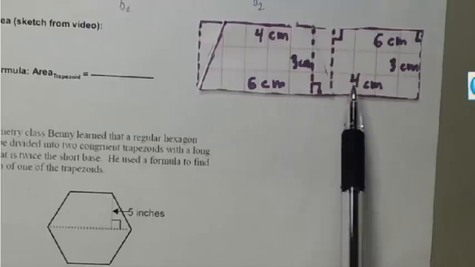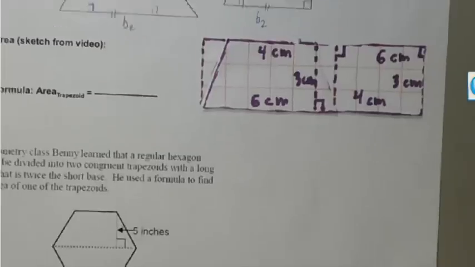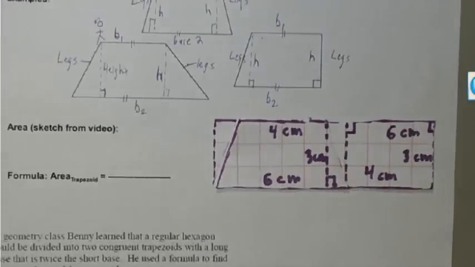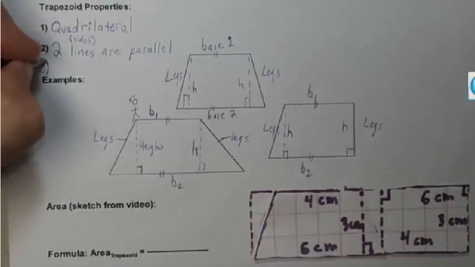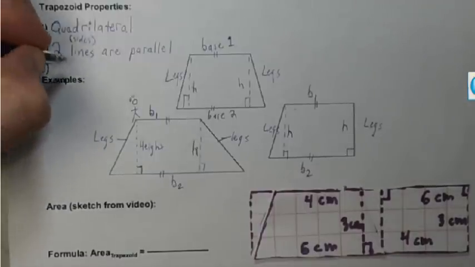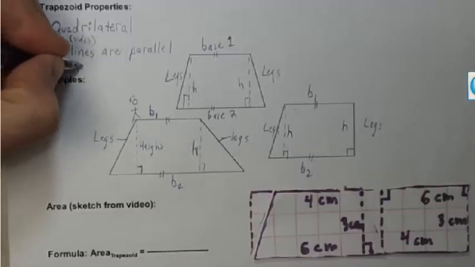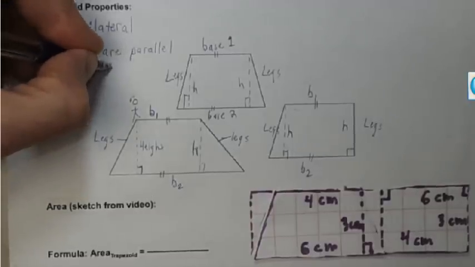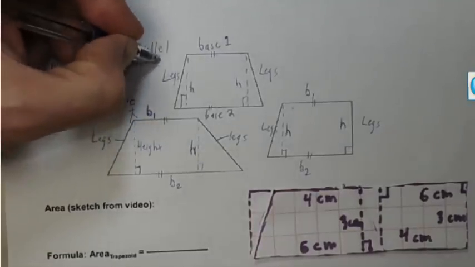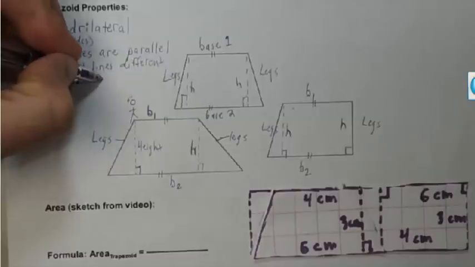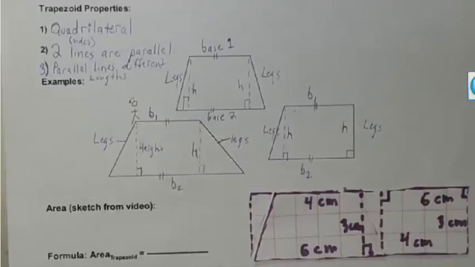Oh, and by the way, go up here for properties and just add a number 3. I forgot to mention this. Add a third one in there, and then say that the parallel lines are different lengths. Parallel lines, different lengths. Okay, sorry about that. Parallel lines are different lengths.